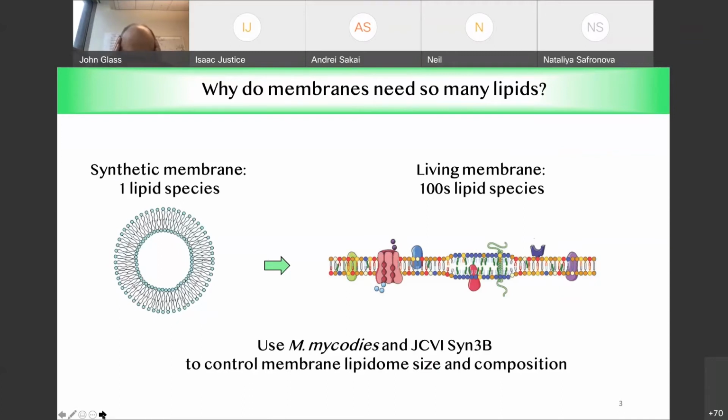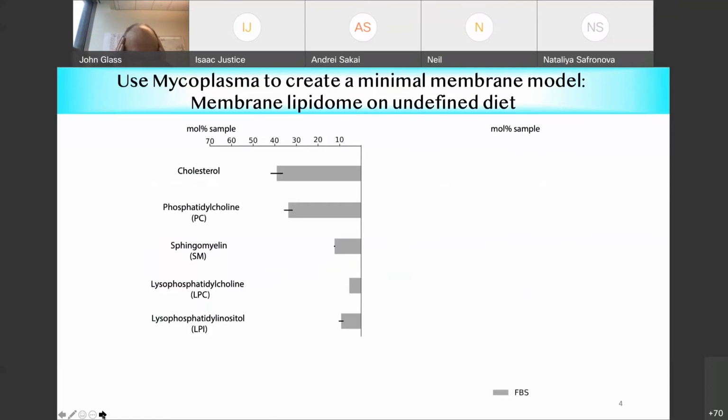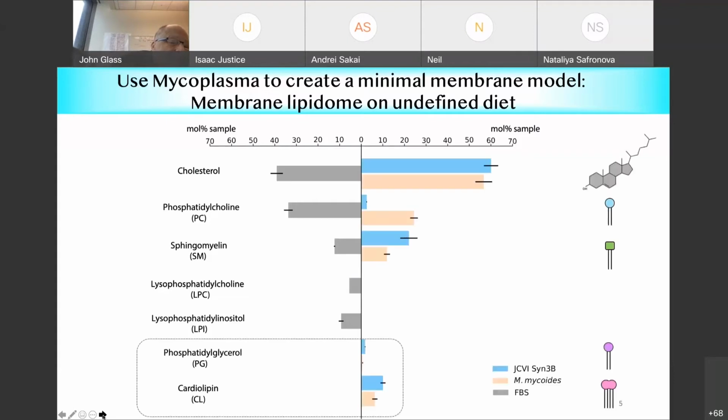So in order to do that, we started with looking at the lipid composition of animal serum, FBS, that is historically used to feed different mycoplasma strains. And from this analysis, we found out that the main lipid classes in FBS are cholesterol, phosphatidylcholine (PC), sphingomyelin, and a couple of lysophospholipids.